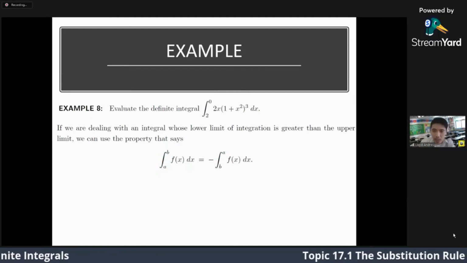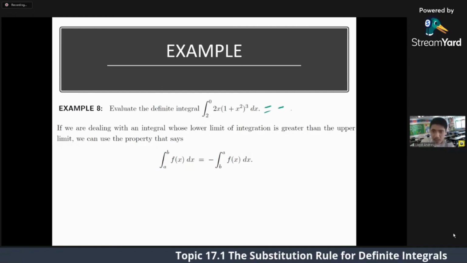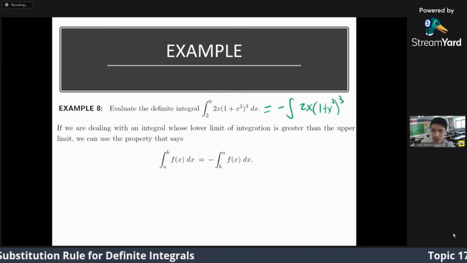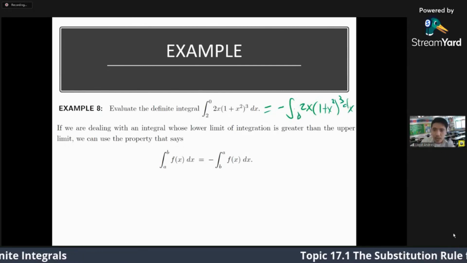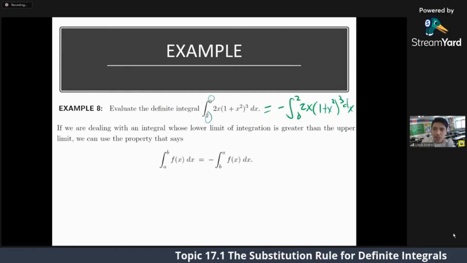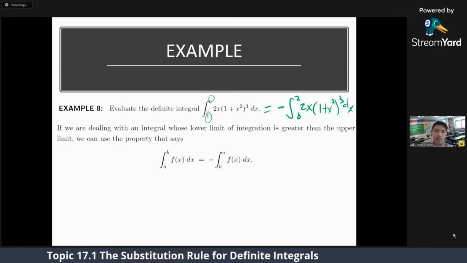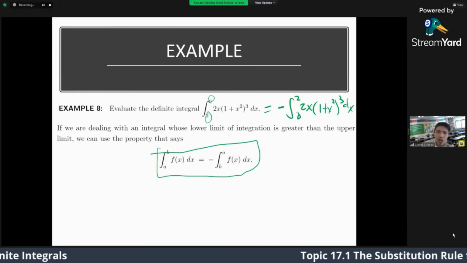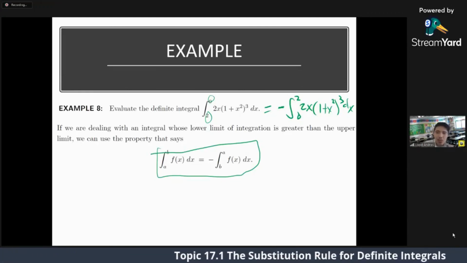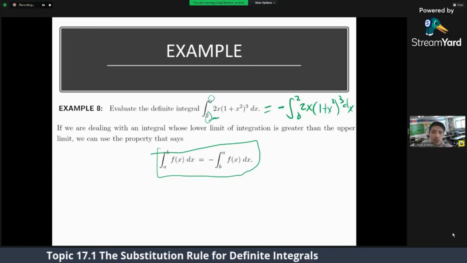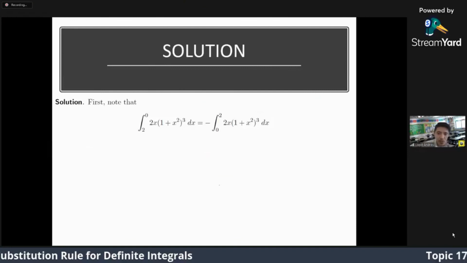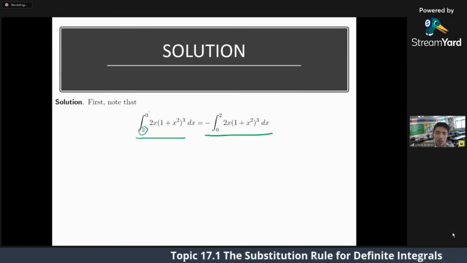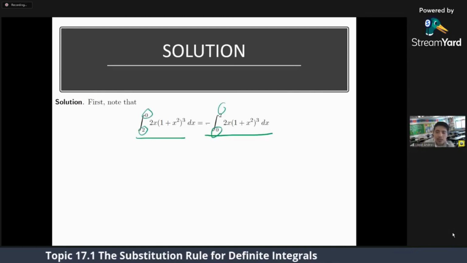So we can write this as the negative integral of 2x times (1 plus x squared) cubed dx from 0 to 2. We reversed the limits but put a negative sign as coefficient. So you understand that you can use this if you prefer that the upper limit be larger than the lower limit. From 2 to 0, it becomes 0 to 2, which is negative.